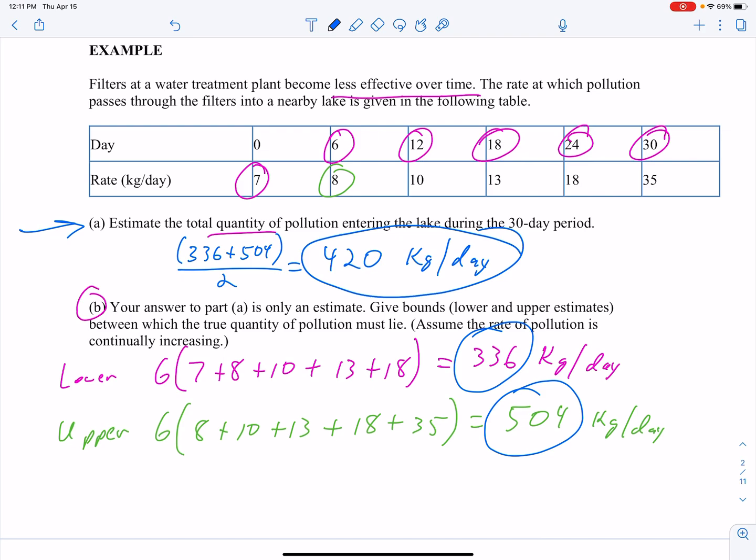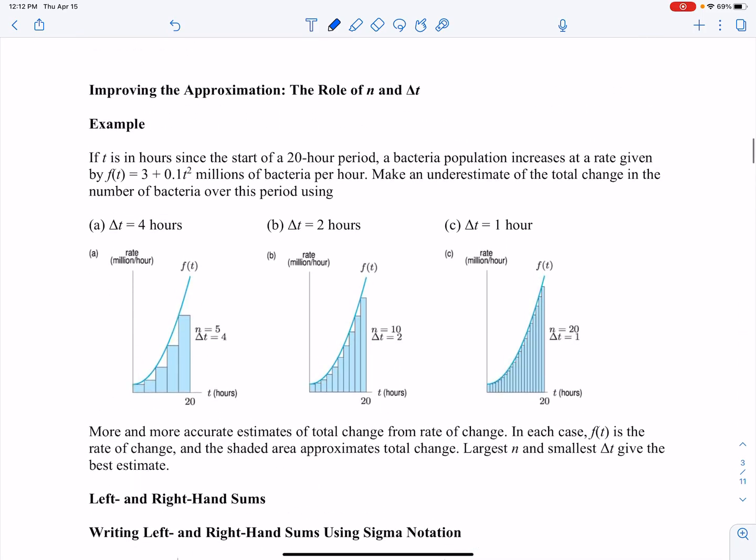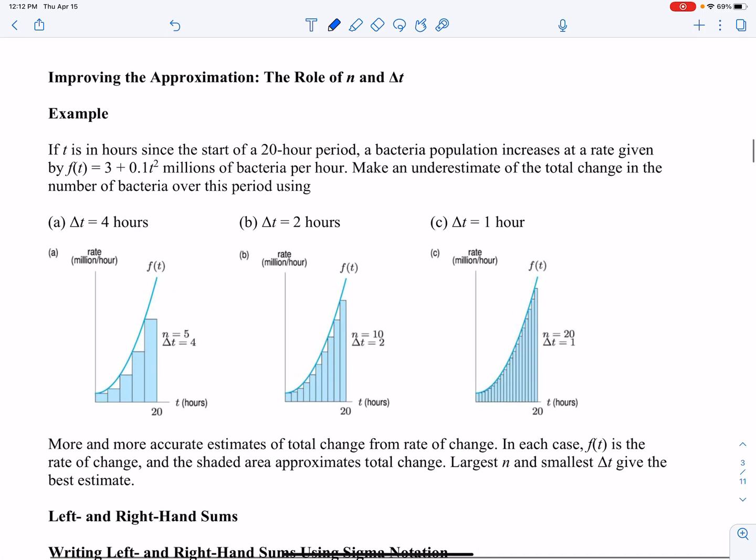So again, if they say estimate, you're going to find the lower and the upper based on the table. Then you're going to average them, add them up, divide by 2. All right, next here. Like I said, we want to improve those estimates, right? Those lower and upper estimates have a lot of gaps in them, or overage and underage.